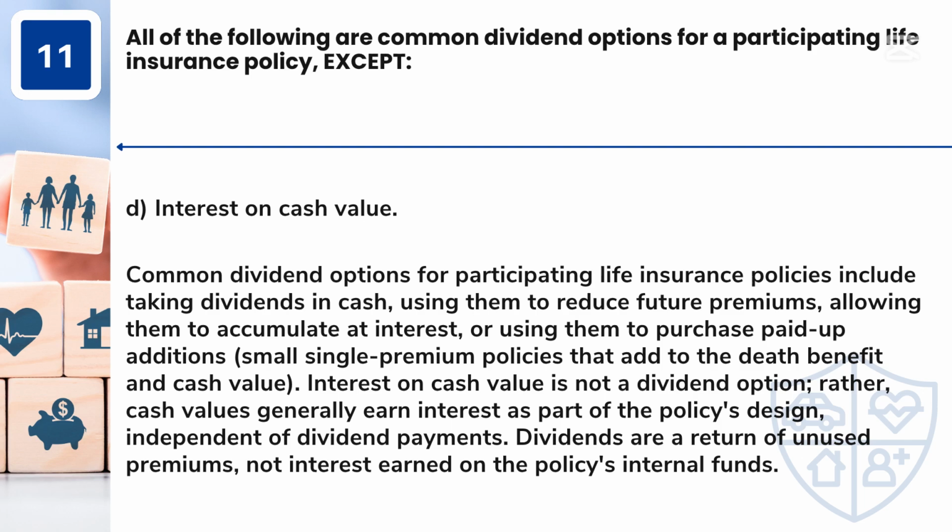Common dividend options for participating life insurance policies include taking dividends in cash, using them to reduce future premiums, allowing them to accumulate at interest, or using them to purchase paid-up additions, small single premium policies that add to the death benefit and cash value.